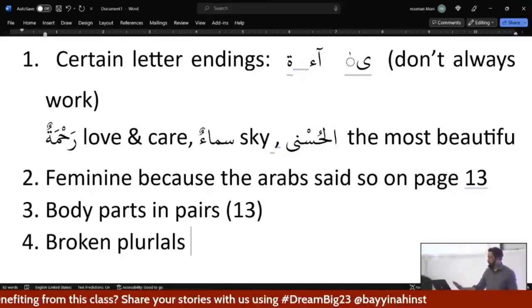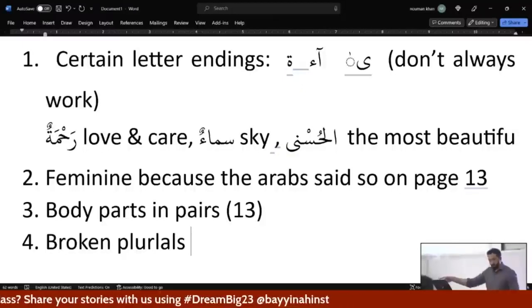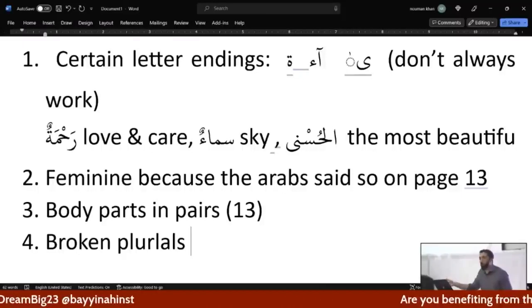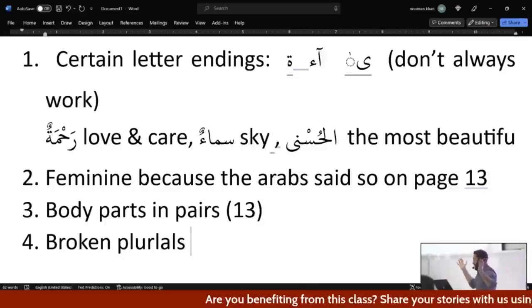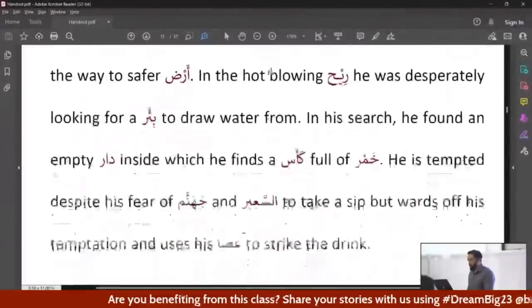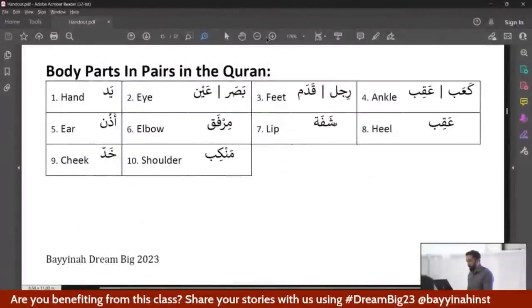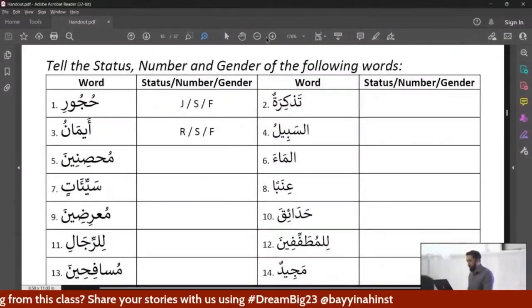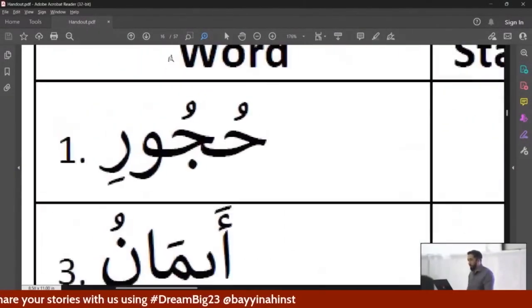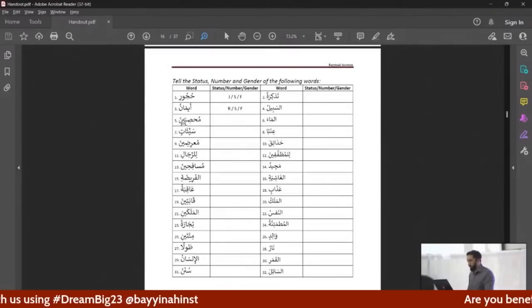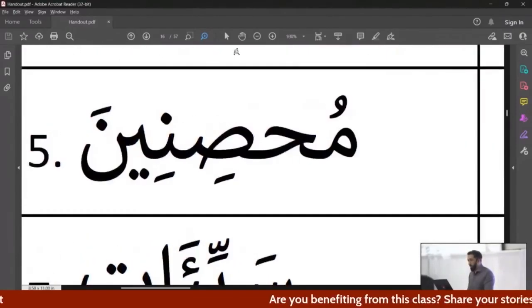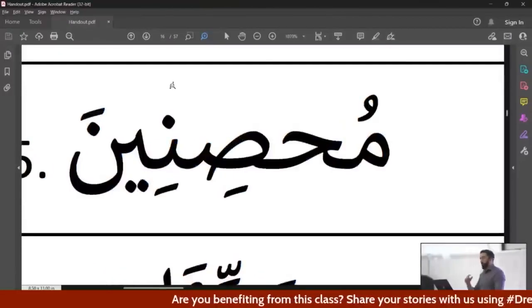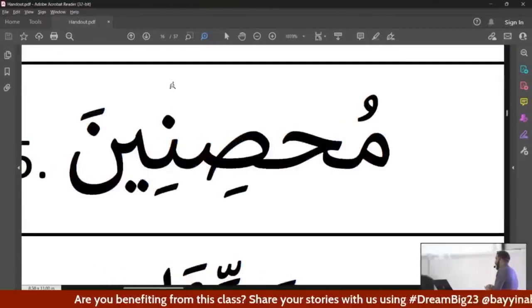This is it. Some words are feminine because of these endings. Some words are feminine because the Arab said so. And some words are feminine because they are what? Broken plurals. Done. That's it. Now let's look at if we can identify. I'm going to help you for the first, actually the first one's already done for you, so I'm not going to help you. I'll come to those at the end. Let's go to number 5, muhsinin. I want you to give me the status, number, and gender for muhsinin.